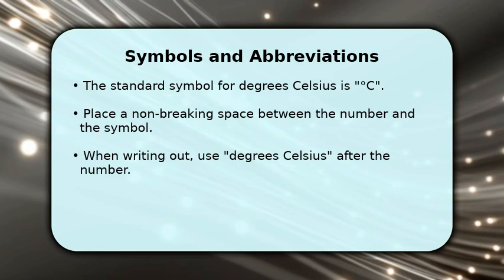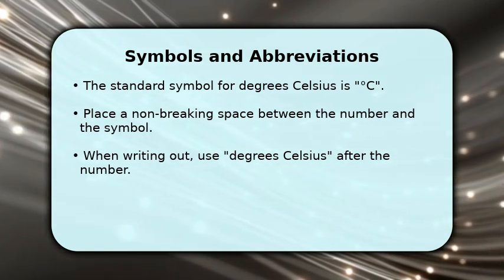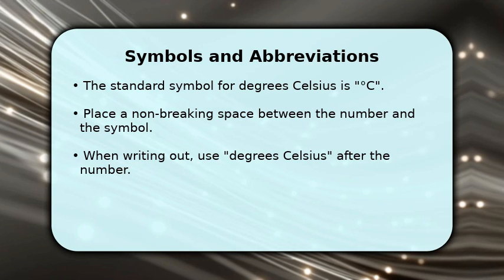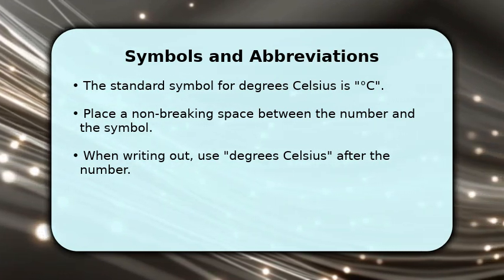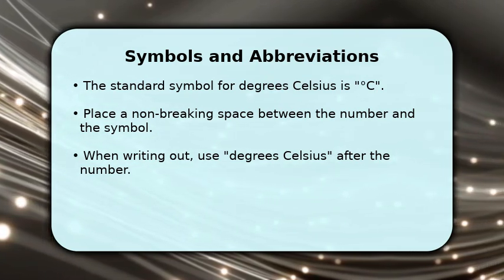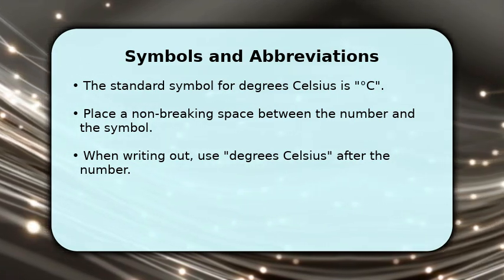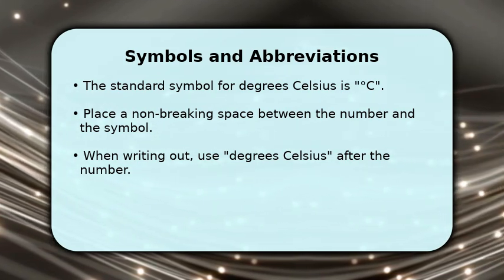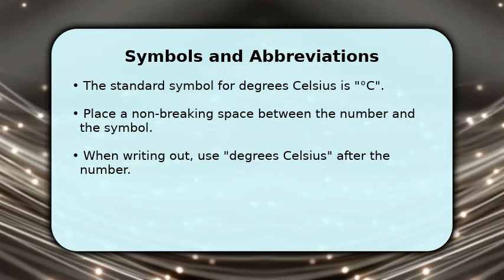When using the symbol, the correct abbreviation is degrees C. It is important to place a non-breaking space between the numerical value and the symbol for proper formatting. For instance, you would write 25 degrees C rather than 25 degrees C. If you are writing the full words, always state the number followed by degrees Celsius, such as 30 degrees Celsius. This distinction helps maintain professional and clear communication in scientific and everyday contexts.